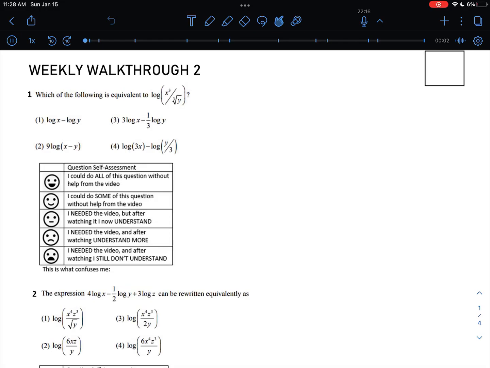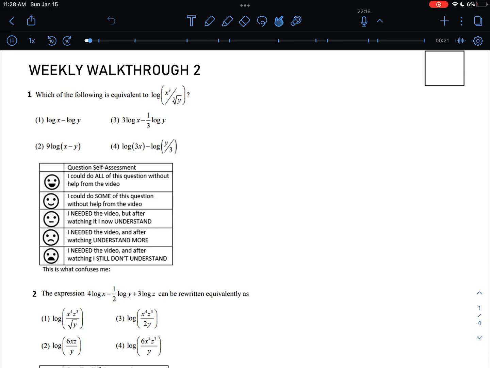This is our second weekly walkthrough video, and it's to prepare us for the Algebra 2 Regents. So this one, we're going to go through a couple logarithms and review some of the logarithm properties, as well as an inverse function. So let's look at number one.